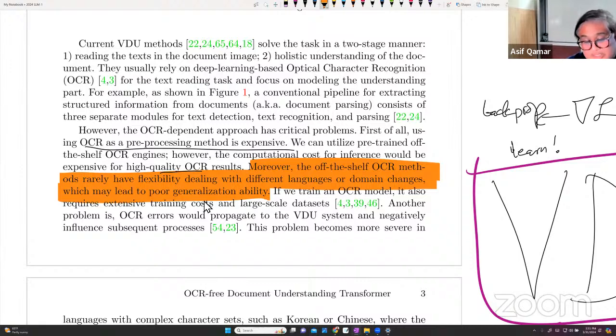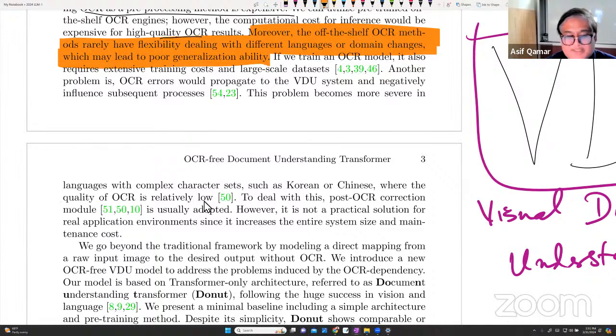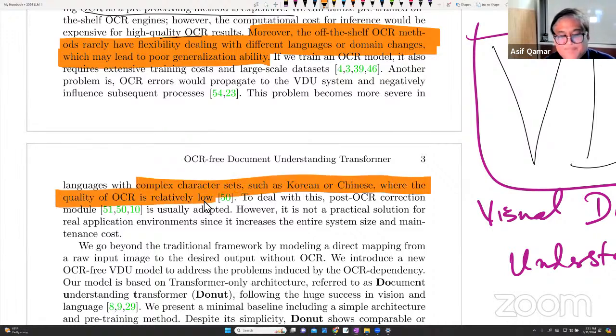Another problem is that OCR errors would propagate to the VDU system and negatively influence subsequent processes. The downstream transformer understanding part is affected by what the OCR produces. This problem becomes more severe in languages with complex character sets such as Korean or Chinese, where the quality of OCR is relatively low.